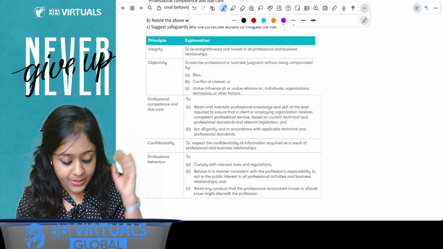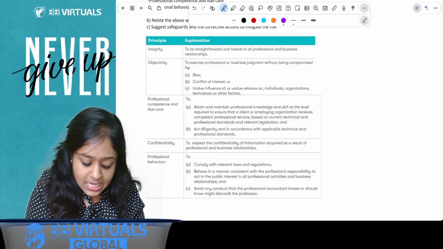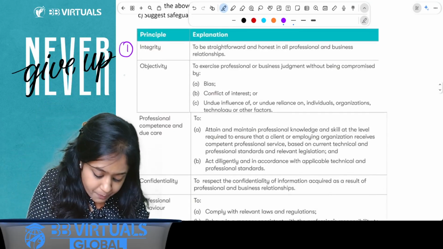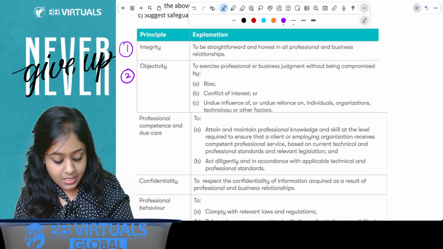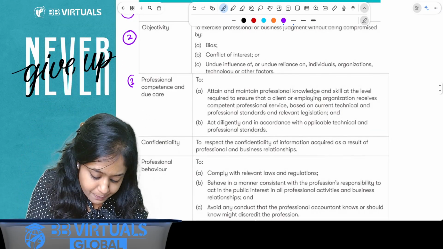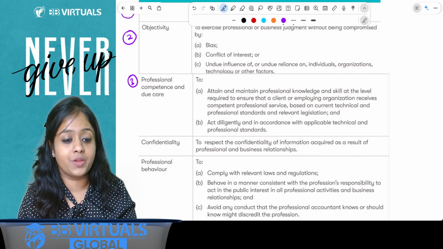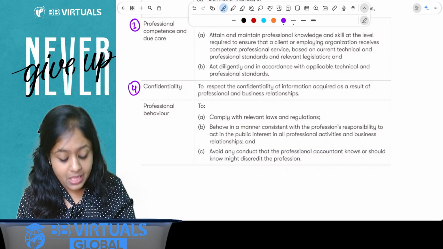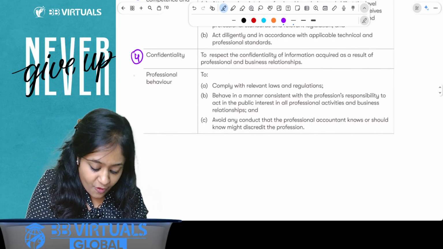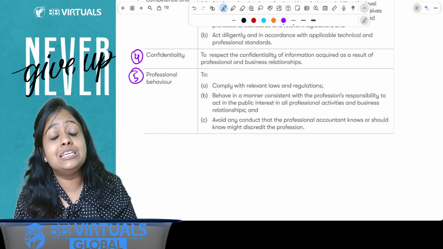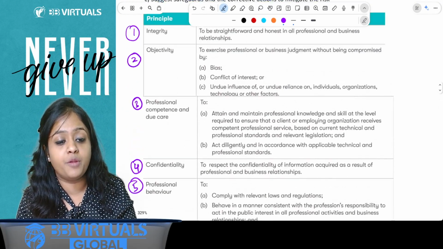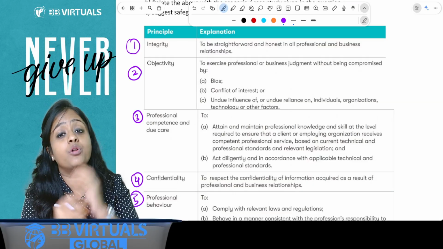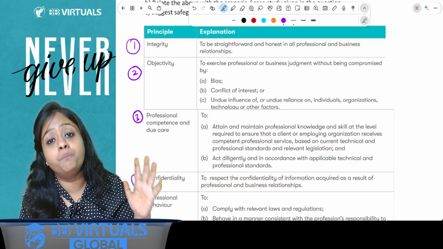Okay, let's continue now. First principle is the principle of integrity. Second principle is the principle of objectivity. Third principle is the principle of professional competence and due care. Fourth principle is the principle of confidentiality. Fifth principle is the principle of professional behavior. That means these five principles are the default principles that you have to follow mandatorily, and you really cannot afford to breach them.